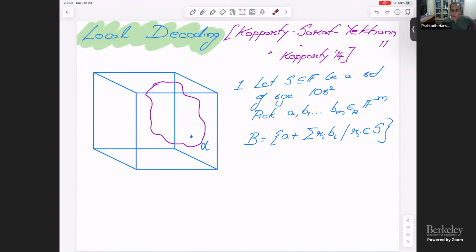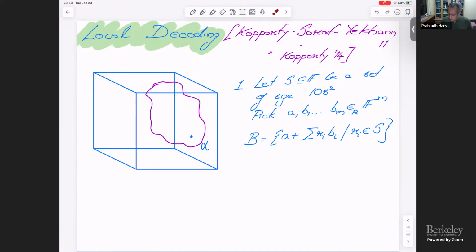So the set of lines is chosen in the following fashion. Let S be some large set, of size 10s square. Notice S is the multiplicity parameter, so this is just a large constant. We think of it as a constant. You go to some high order multiplicity. It's just some large constant-size subset of the field. The field could be growing in N, but this is just a constant size subset.